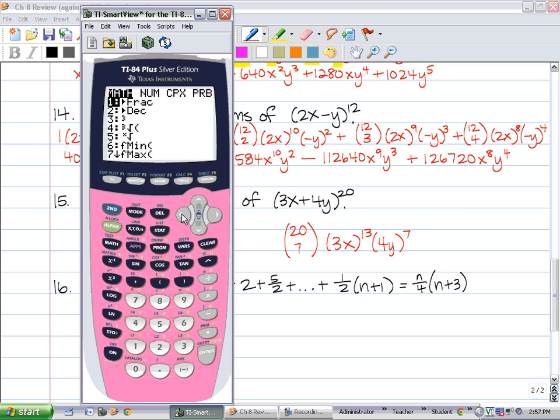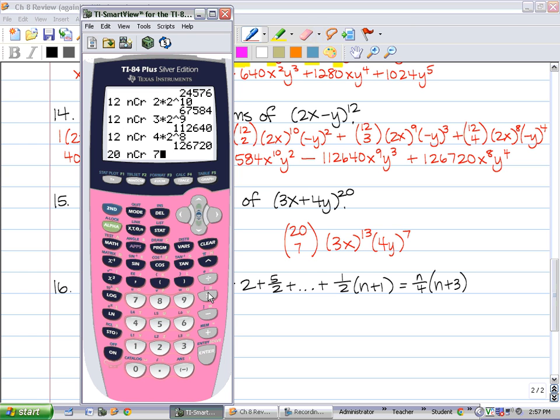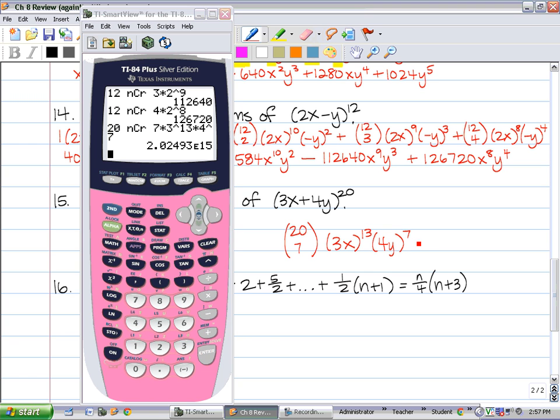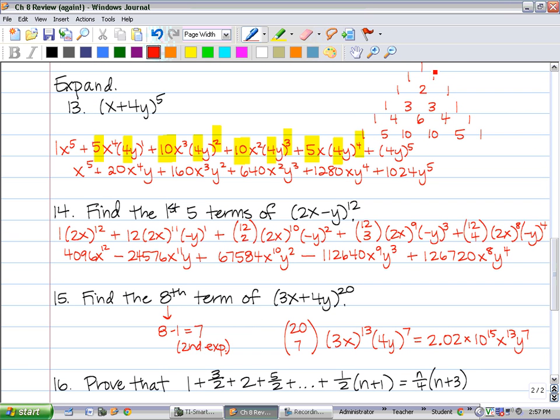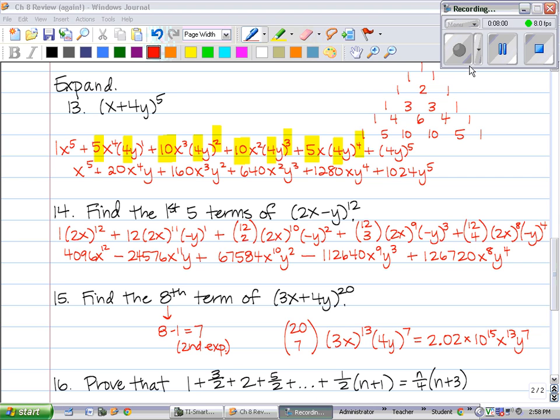20, math, left, 3, 7, times 3 to the 13th, times 4 to the 7th. There we go, scientific notation, it's big. So coefficient 2.0, let's go 502 times 10 to the 15th, x to the 13th, y to the 7th. And that's everything you'll need to do with expanding binomials, either using Pascal's triangle or using the combinations.